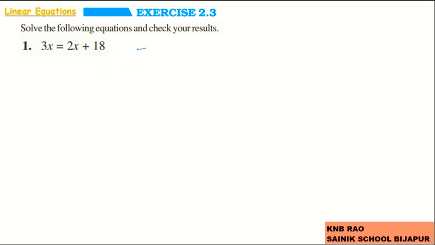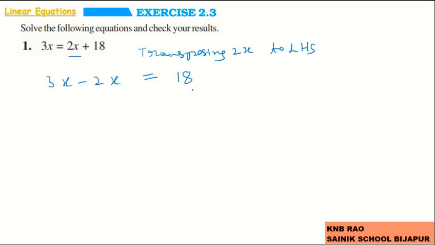Now straight away I will go for transposing 2x to the left hand side, this variable term. I want all the variable terms on one side of the equality, numbers on the other side of the equality. Now 3x minus 2x is further simplified, which gives x equals 18 as the solution of the given equation.